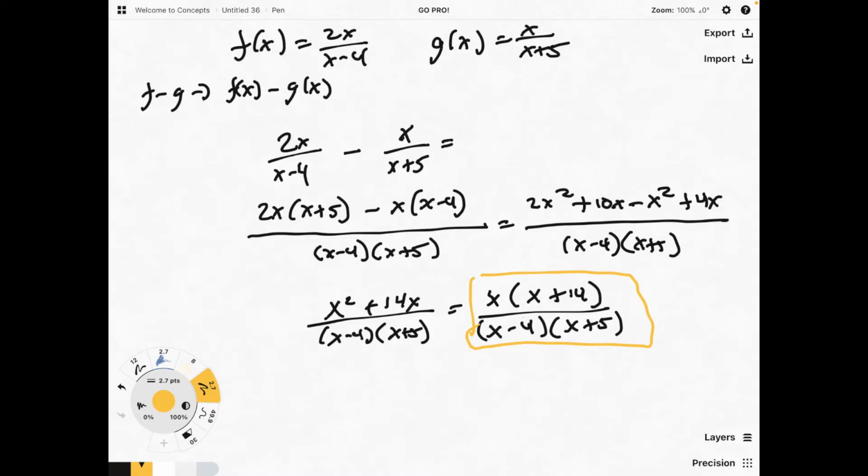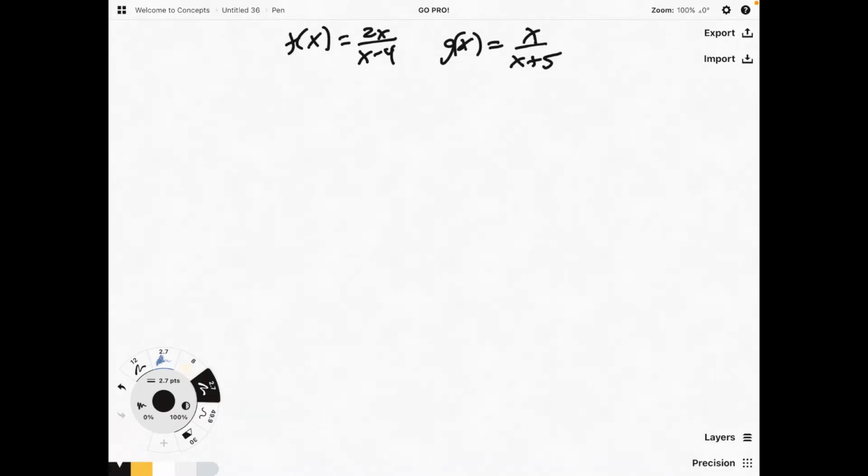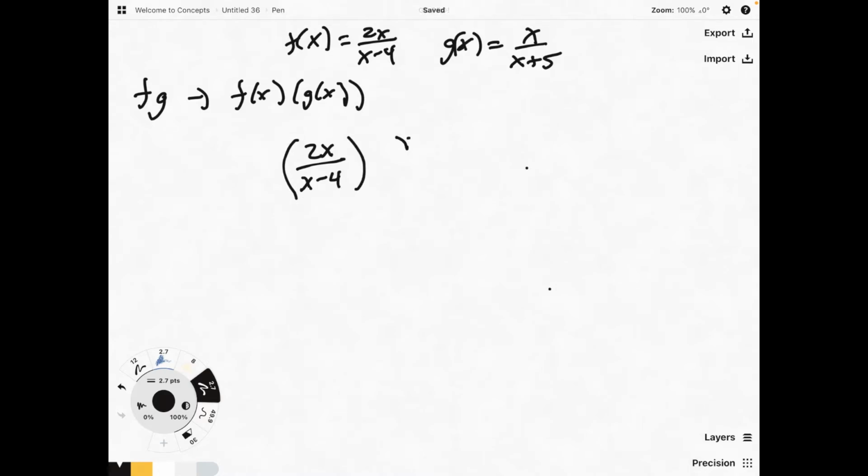All right, let's look at our next example. In this example, we're going to be looking at the product. So we're going to take the function of f and multiply it by the function of g. That's also denoted as f of x multiplied by g of x. If we do that, we are going to then just substitute in the f of x and g of x. We will have 2x divided by x minus 4, and then multiplied by x over x plus 5.